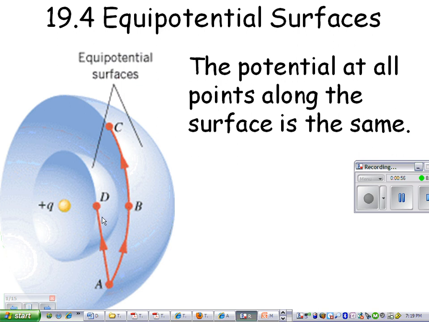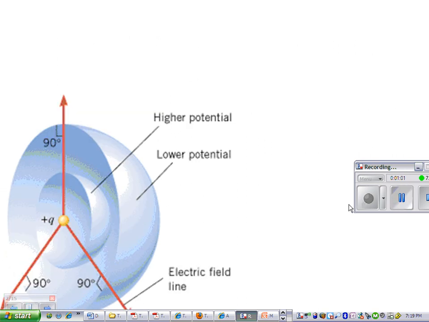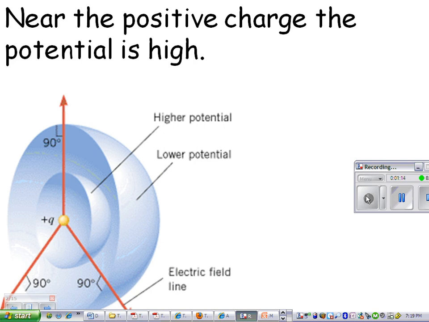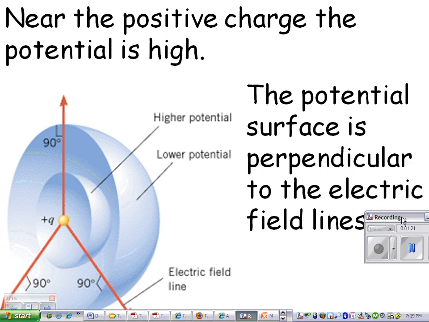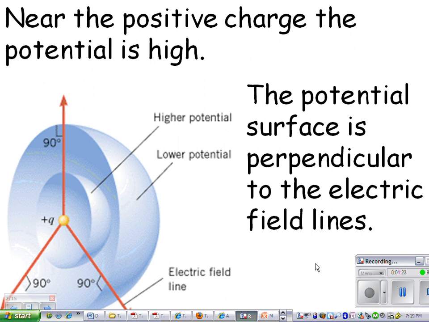But as you go from A to D, there will be work being done by the electric field as you move from one position to another. If you look at our picture here, this positive Q is an area of higher potential, and this is an area of lower potential. And like I said, if you go further and further out, you start going towards zero potential. Near the positive charge, the potential is high. And the potential surface is perpendicular to the electric field lines.